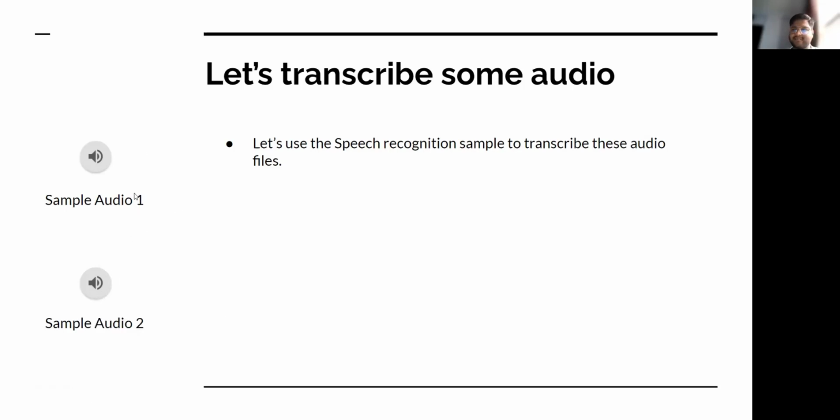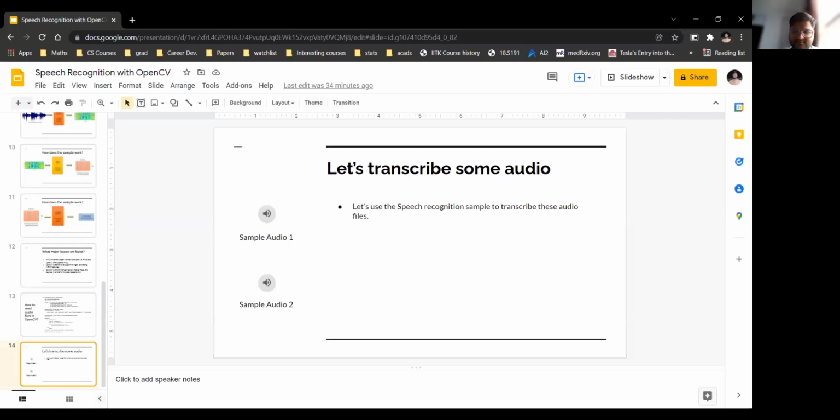So these are the two samples from the LibriSpeech dataset itself. What we'll do is run this in the speech recognition sample, and it should give us an output like this. I have also tried it earlier.